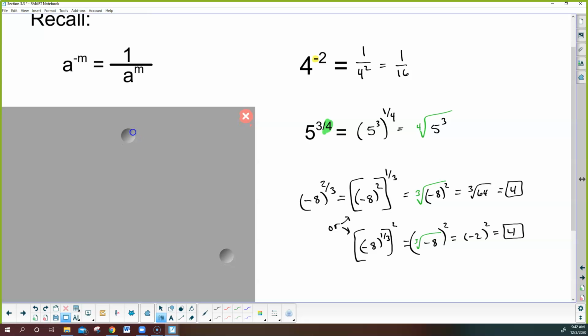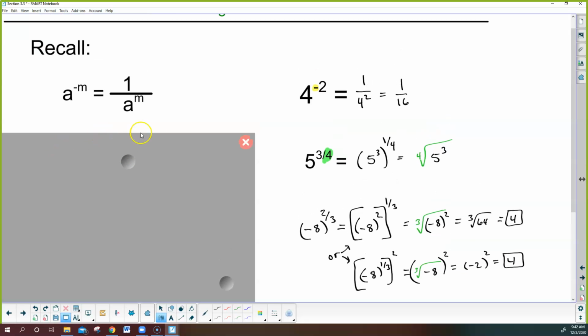All right, just to recap, what did we kind of just talk about? We said we need to recall 2 important pieces from properties of exponents. And the first one is, this is the general rule. If you have a base raised to a negative exponent, you can rewrite that as 1 over the base to the positive exponent. That's what we showed you with this example right here.